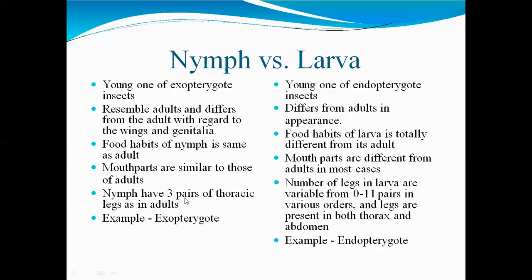Next, in the nymph stage, three pairs of thoracic legs are present. In the last lecture we discussed the thoracic region of the insect. In the nymph, three pairs of thoracic legs are present, and in the larval stage 0 to 11 pairs of legs are present. So the main difference between the nymph and larva: exopterygote, the wings are outside the body, and in endopterygote the wings are inside the body.